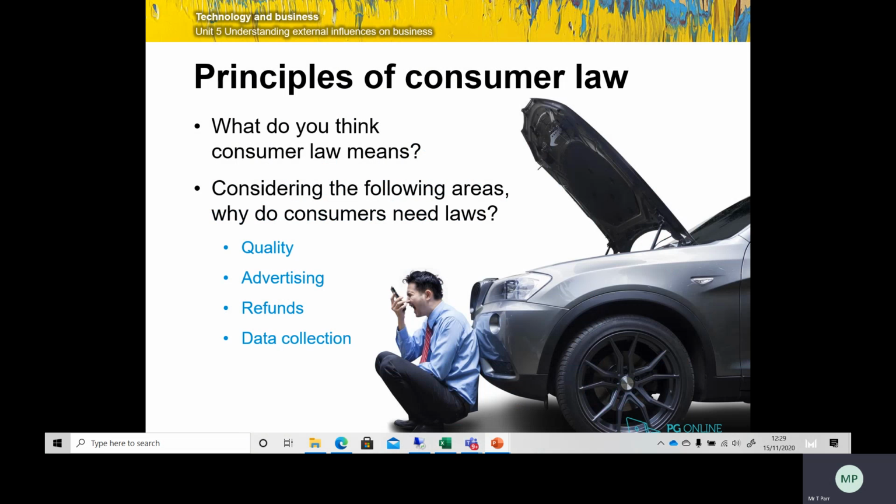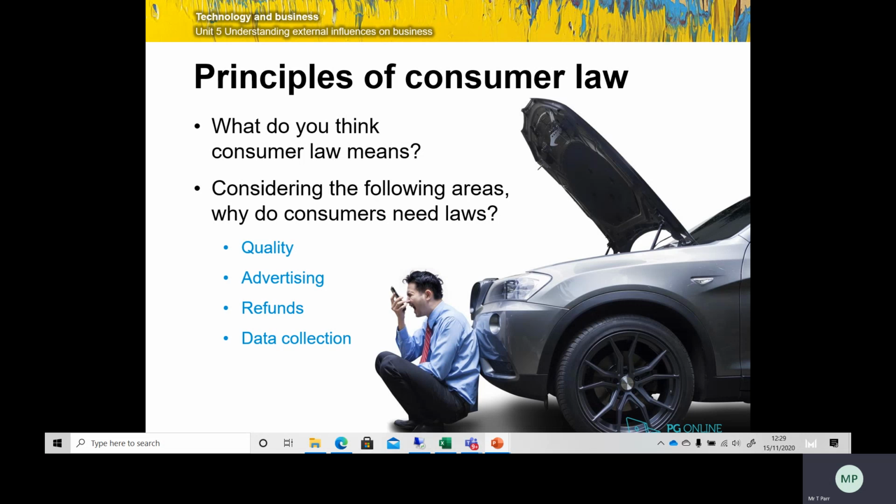Okay. We're going to cover consumer law first of all. Consumer law is basically the laws put in to protect us as consumers, to make sure the products and services we buy and use are fair and they meet our expectations. Now, there's four different areas. There's quality and advertising. We need to make sure there are laws in place so that the quality meets certain standards. Businesses advertise fairly. They don't advertise a product which doesn't meet their description.